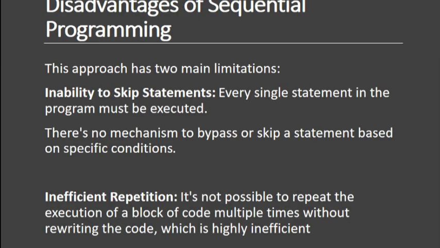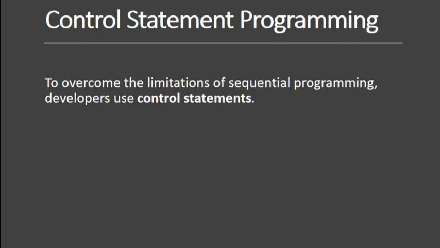So these are the disadvantages of the sequential programming method. I cannot skip the instructions, and I cannot repeat a block of code. If I want to use the block of code again, I have to rewrite the code again. That is a disadvantage. Next, control statement programming.